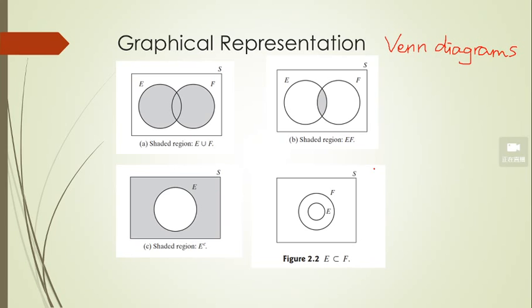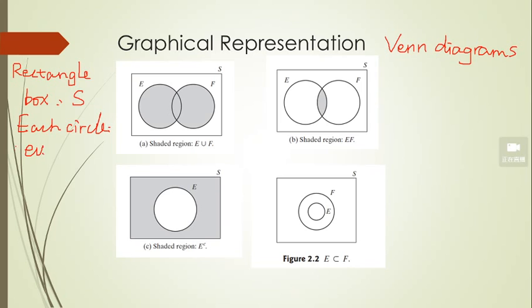Venn diagrams. It's the graphical representation. In this kind of graph, the full rectangle box represents my sample space S, and each circle represents an event.